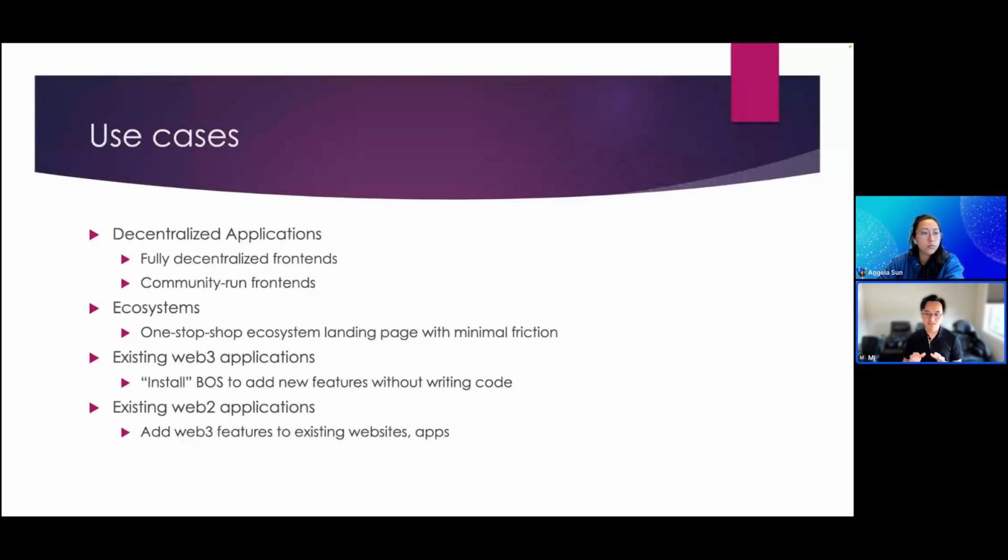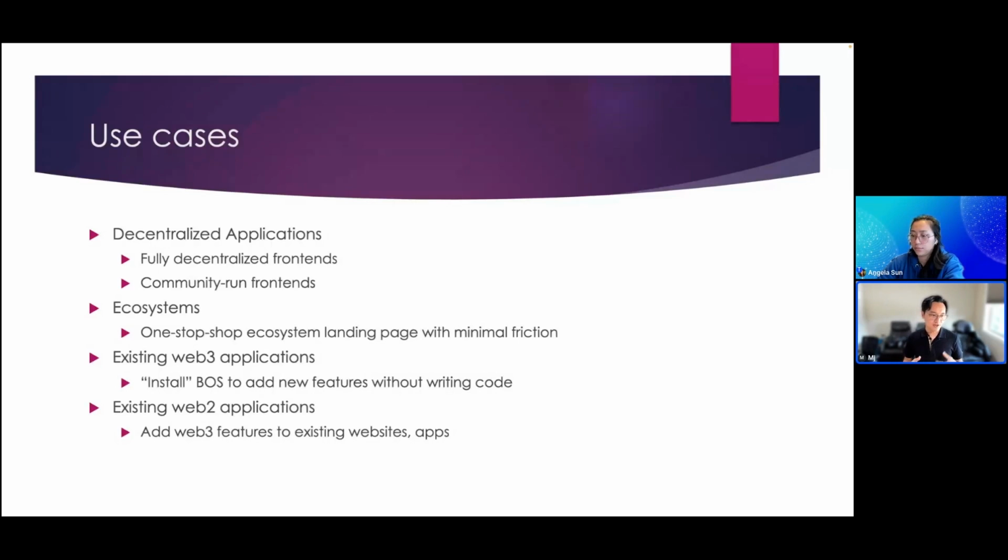And in addition to the official front end by the protocol or the project, we can also have many, many community-run front ends out there, right? Imagine if you have a product and you just released an official frontend using the BOS, right? Then the community can fork it to create their own versions by adding new features that the official dev team does not have the bandwidth to add, right?